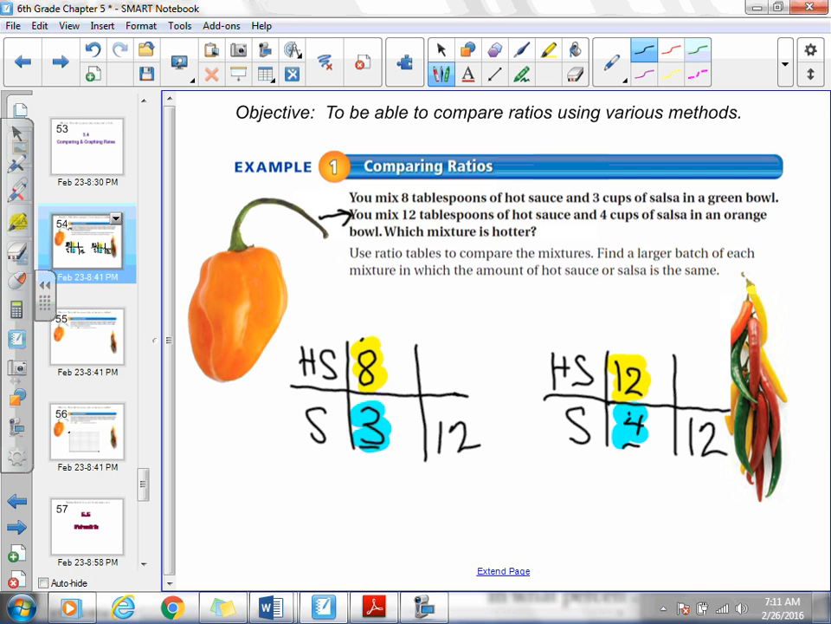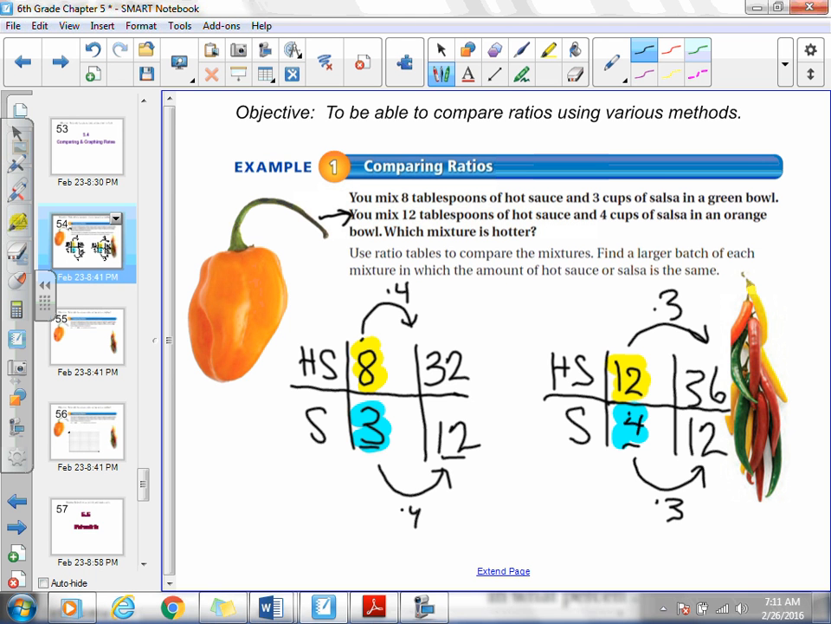How much hot sauce would they need? I say, okay, 3 goes into 12 4 times. So I need to take the hot sauce times 4 as well. So if I use 12 cups of salsa, I'm going to need 32 tablespoons of hot sauce. Over here, recipe number 2, here I multiplied my salsa by 3, so I'm going to need to multiply my hot sauce by 3 as well. So here I'm going to use 36 cups of hot sauce. And now I can say, okay, they both have 12 cups of salsa, so that didn't change, but there is definitely more hot sauce in recipe number 2. So which mixture is hotter? Recipe number 2 is hotter because it has more hot sauce.